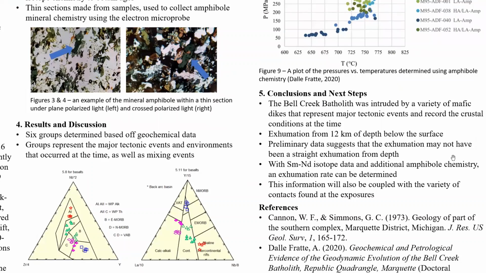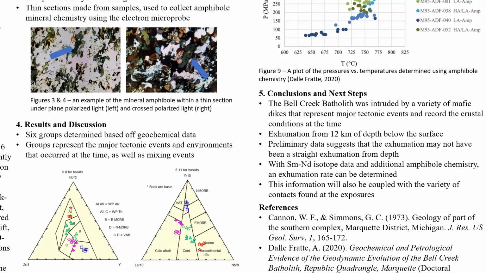We know that each mafic intrusion that exists within the Bell Creek Batholith recorded the conditions of the crust at formation and each tectonic event. The amphibole chemistry data produced temperatures and pressures which tell us the batholith was exhumed from a depth of about 12 kilometers. However, this preliminary data also suggests that this may not have been a straight exhumation from depth to the near surface. It may have occurred in staggered steps.